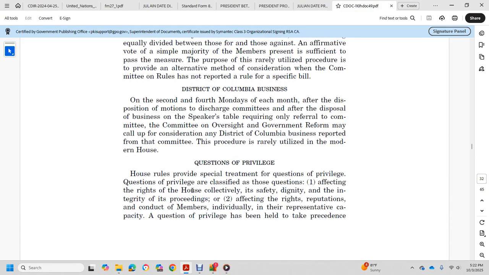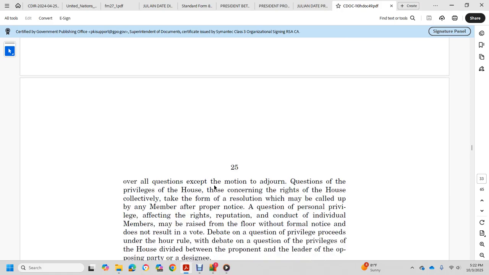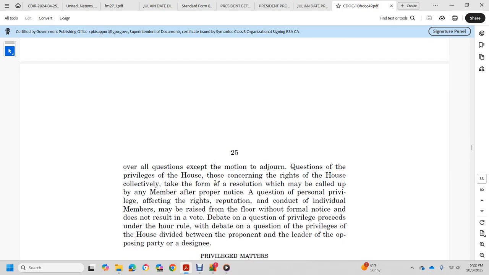Questions of privilege. House rules provide special treatment for questions of privilege. Questions of privilege are classified as those affecting the rights of the House collectively, its safety, dignity, and the integrity of its proceedings, and those affecting the rights, reputations, and conduct of members individually in their representative capacity. A question of privilege takes precedence over the general order of business, except for the motion to determine the question of the privilege of the House, which concerns the rights of the House collectively.